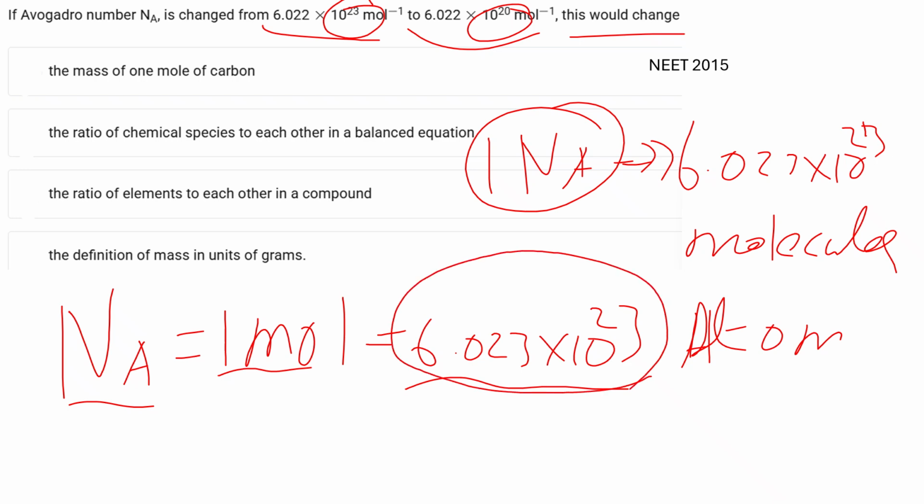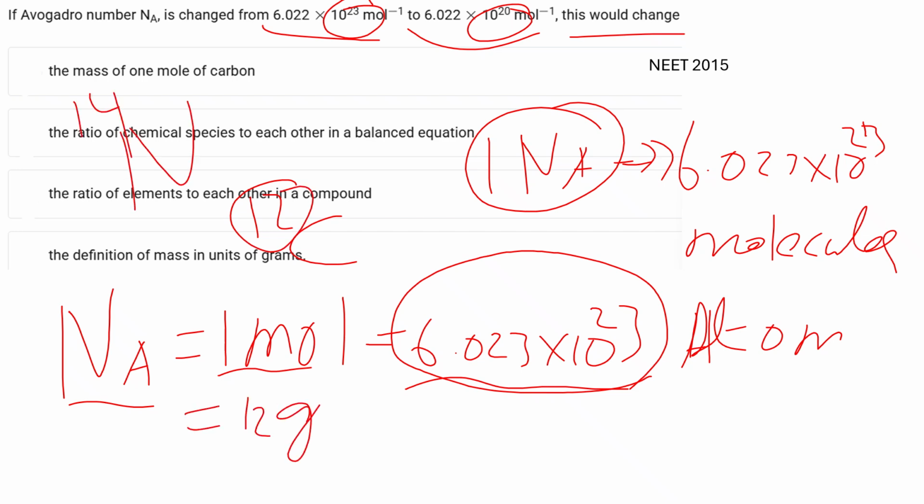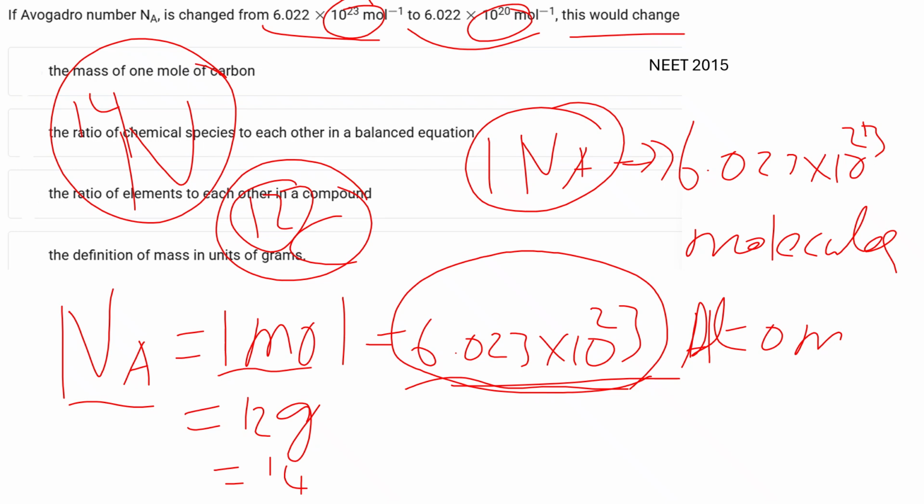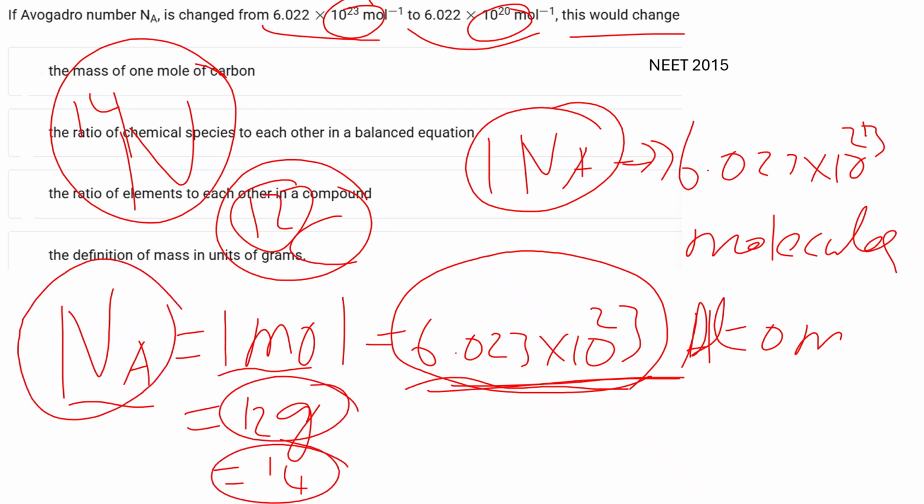This won't change. If I take carbon, 1 mole of carbon has 12 gram. Then 1 mole of nitrogen has 14 gram. But 1 mole of carbon has this much of molecules, and 1 mole of nitrogen has this much of molecules. The number of molecules won't change for any chemical substance, any atoms, but the mass only changes. This is the Avogadro statement.